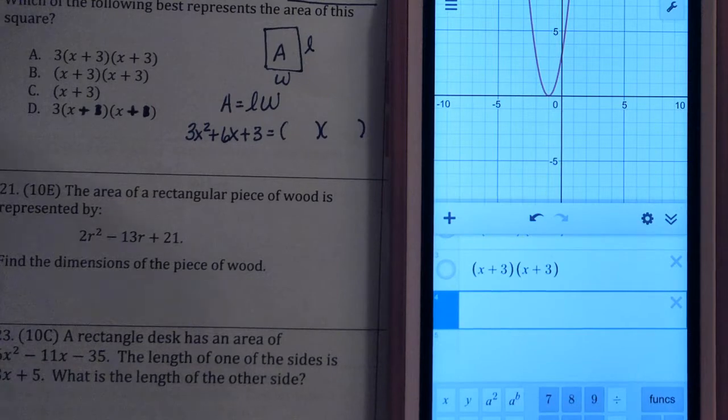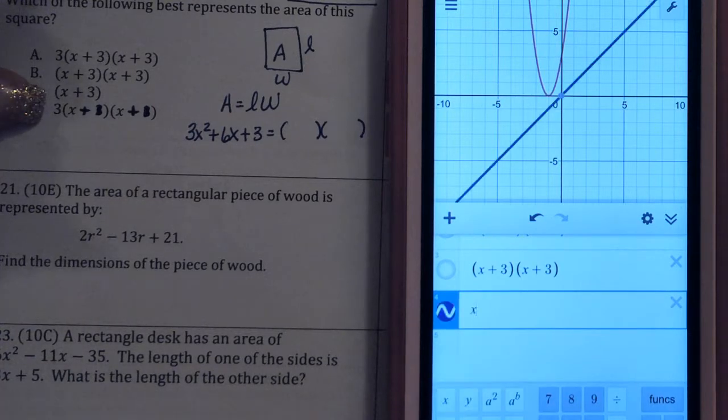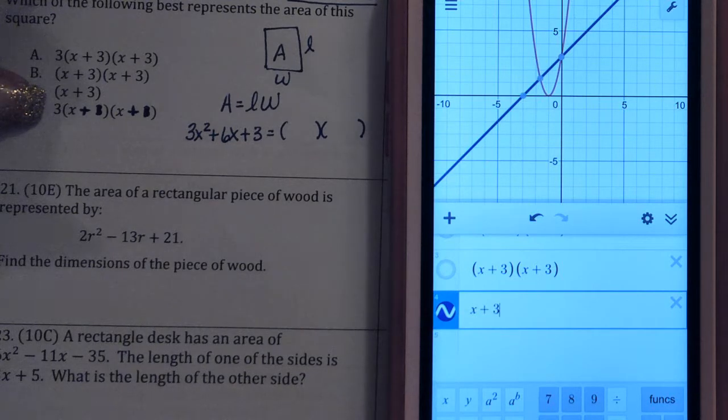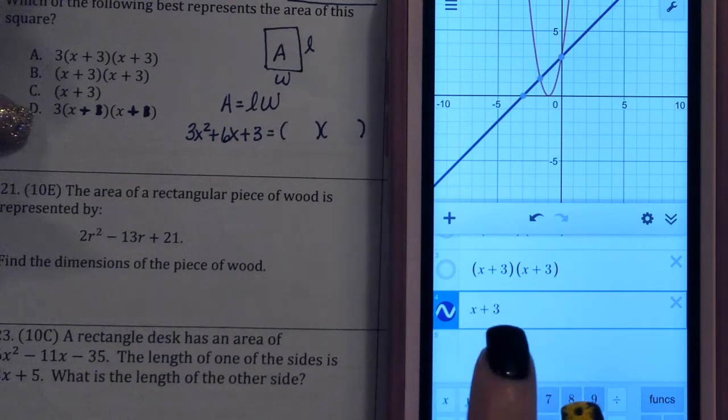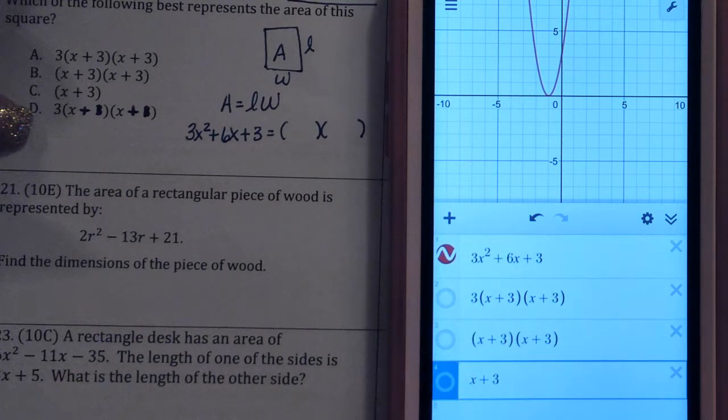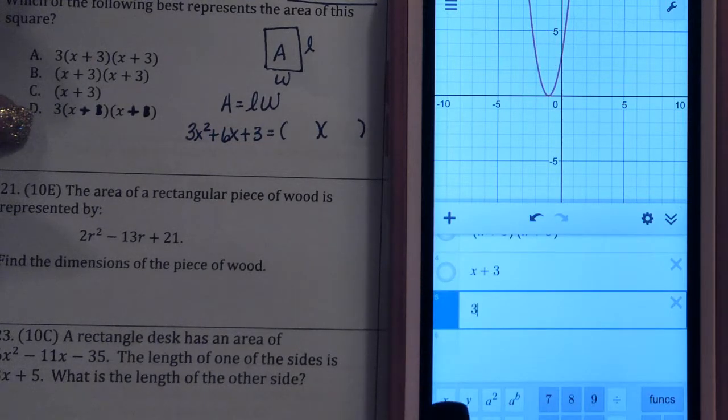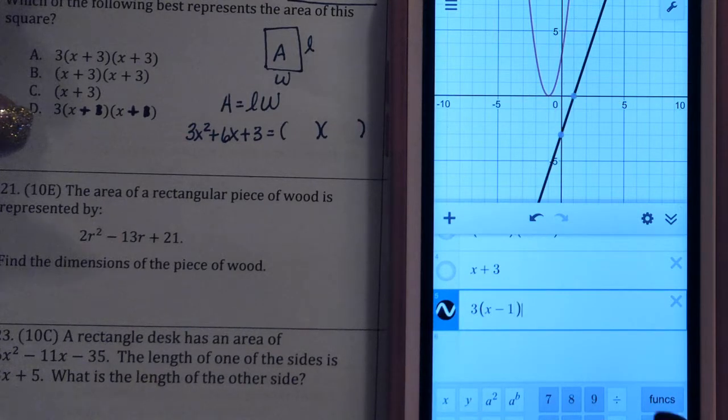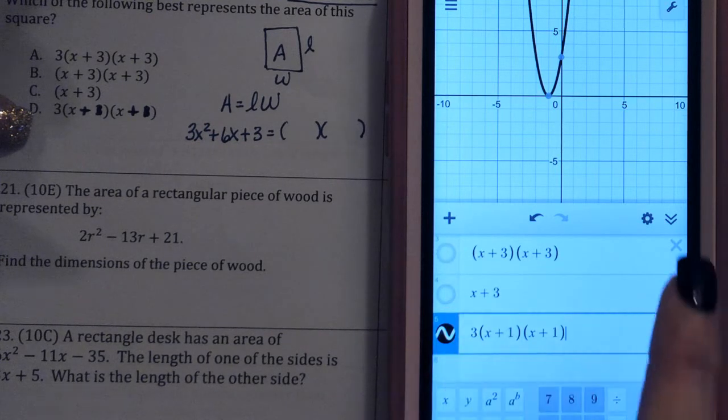Go to the next one. x, just plain old x plus 3. Yeah, that's not even a quadratic. So hopefully my last one down here will work. I'm going to turn that off, turn it on. So we've got 3 parentheses x minus 1 times, oh, I'm sorry, plus 1 times x plus 1. Ah, looky there.